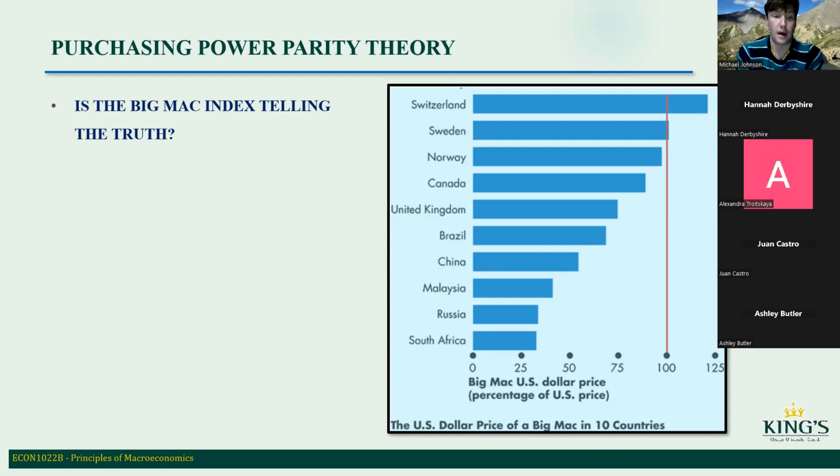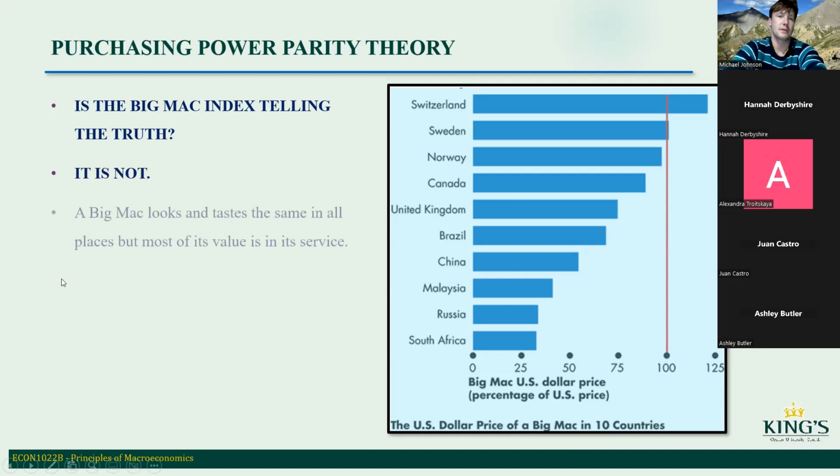Yeah, good point, Juan. I agree. I think there are a lot of other necessities that are not included in this. This is only for food, so we're leaving out a lot of other factors. Like Juan said, housing and transportation aren't factored into this index, which provides a lot of bias. So it's not telling the truth.